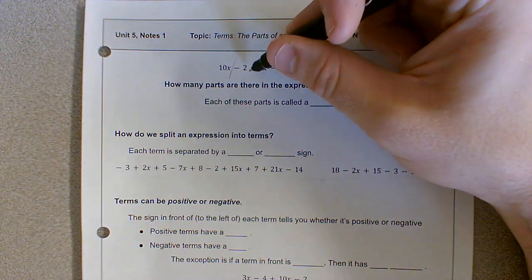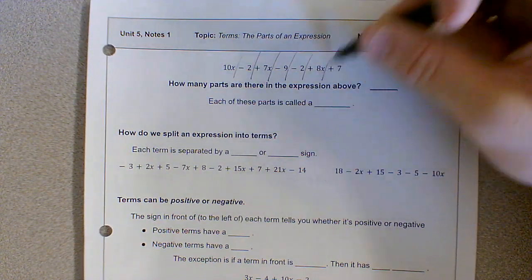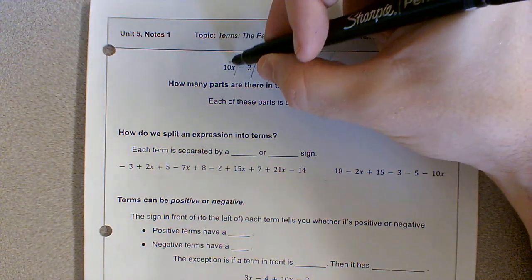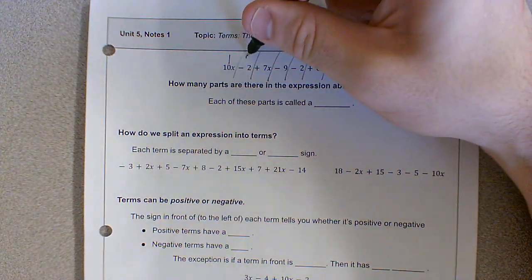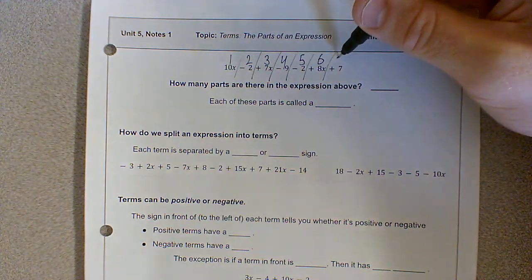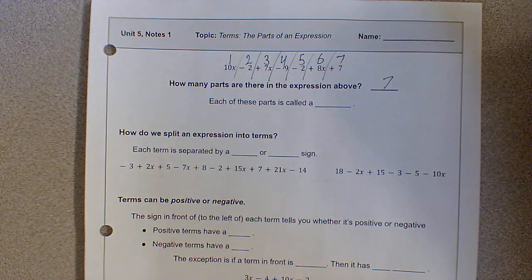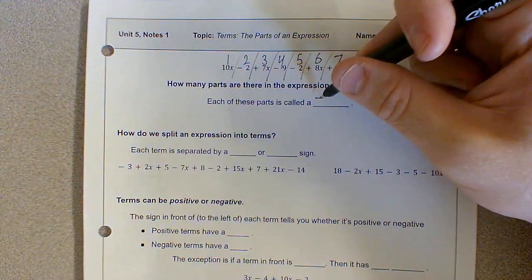1, 2, 3, 4, 5, 6. I've got 1, 2, 3, 4, 5, 6, 7. I've got 7 parts. Okay, each of these parts is called a term.